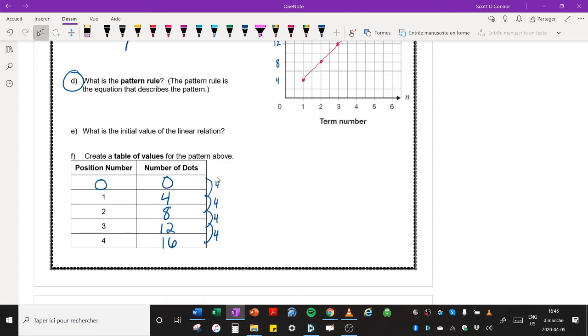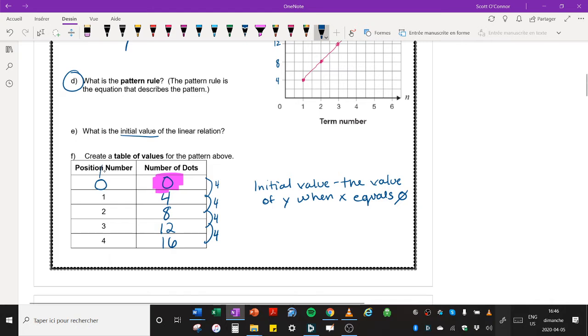All right? Now this is important because this here tells me the initial value, this value right here. It's the value of y, the initial value. We'll write this definition down. The initial value is the value of y when x equals 0. All right, so you can see here x is 0. Position number is x, and the value of y when x equals 0 is 0. So the initial value for this relation would be 0.